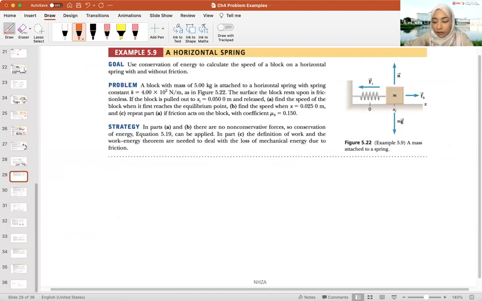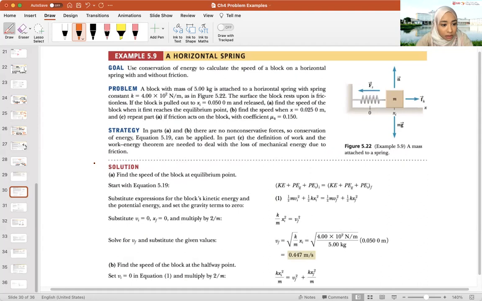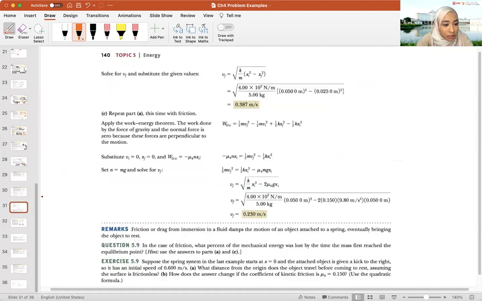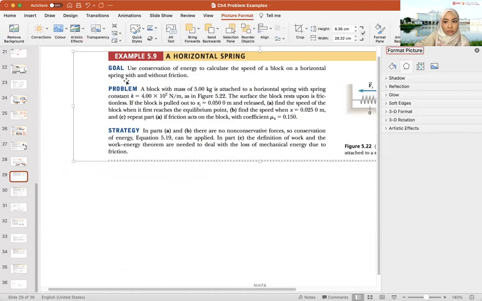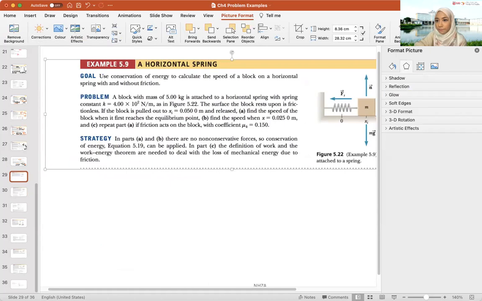So this is example 5.9 in your book. If I'm not mistaken, it is in page 139. Page 139 dalam e-book. Kalau ada orang tak pernah buka buku lagi, this is the time. So problem, a block with mass of 5 kilograms. So this guy is 5 kilogram. Is attached to a horizontal spring. This is the horizontal spring. Kejap, let me rearrange this sikit bagi besar.